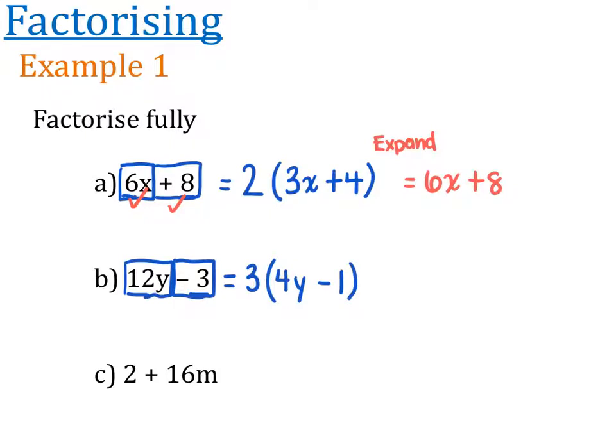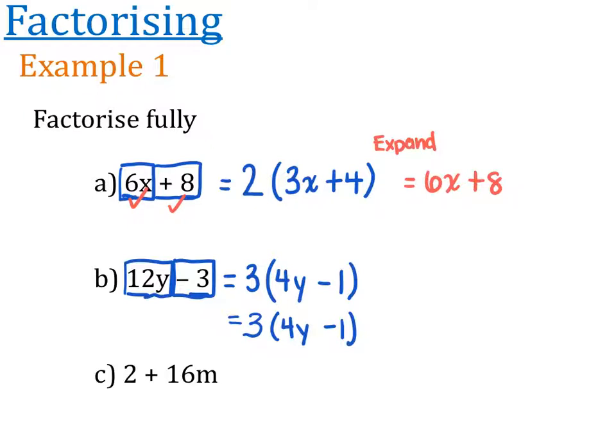There's our answer. Okay, there's another way that you could also do this question. Once I decided that 3 was my factor, I could say what times 3 gives me 12y. And I know that 3 times 4 makes 12, so I could do it that way. And then what times 3 gives me minus 3, and that way I would get the minus 1. So you can do it by dividing or multiplying. As you can see, both those answers are exactly the same.